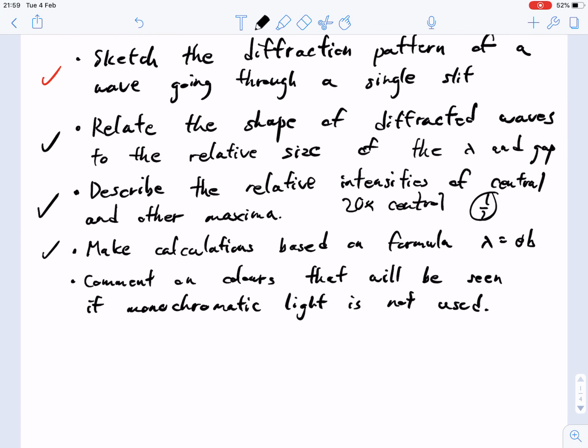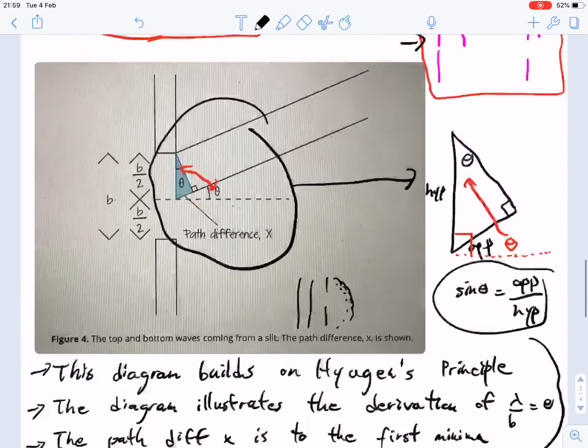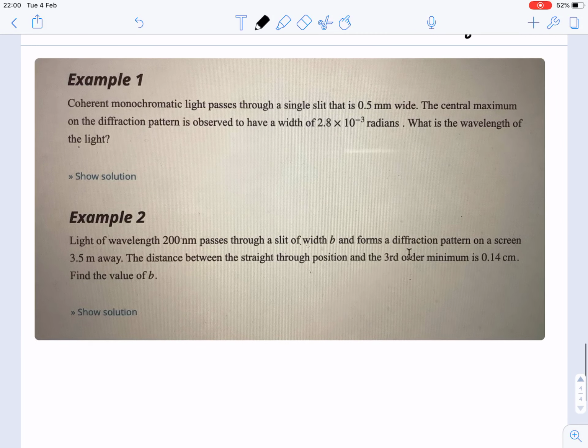That's pretty simple. And comment on colors that will be seen if monochromatic light is not used. I'll do this in a follow-up video. It's actually pretty straightforward. There's not a whole lot, but I'll cover that in a quick 1-minute video. Okay, examples 1 and 2.